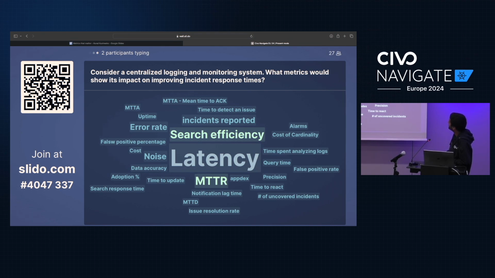Alarms, cost of cardinality, time to react, data accuracy, false positive percentage. It's a good one. Alert flappiness, costs, data accuracy.